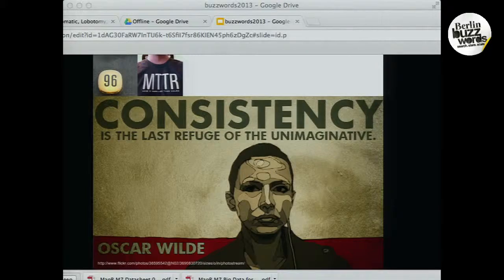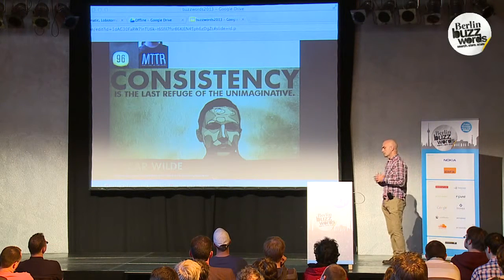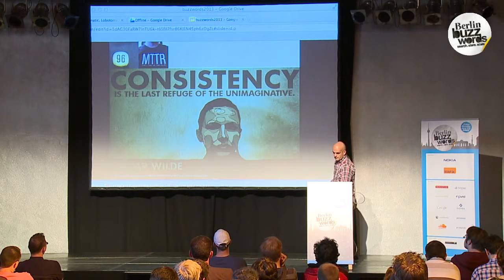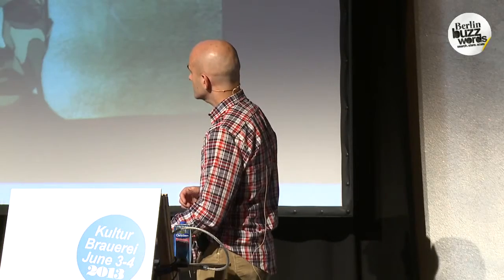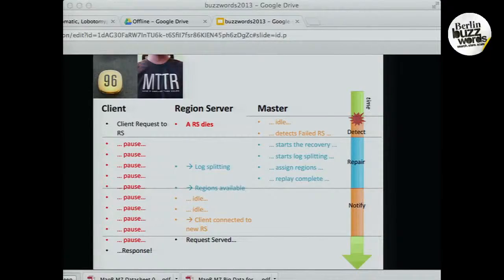So in the old CAP triangle, HBase architecturally favors consistency over availability. So there'll be times when your data is offline, say when a server crashes, or maybe we're rebalancing, or stuff's being split. And so there are these phases of recovery during which the data is offline that we've been working on, trying to make the windows smaller, like detection, repair, notify.